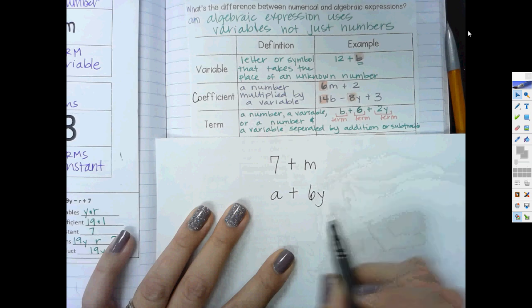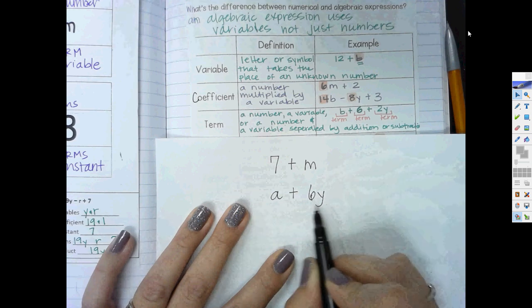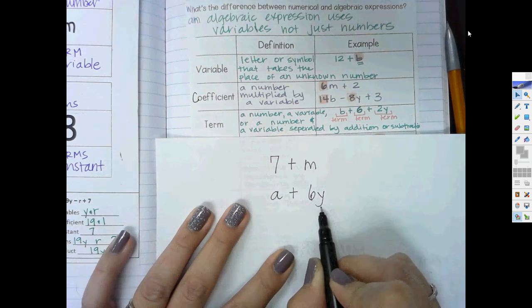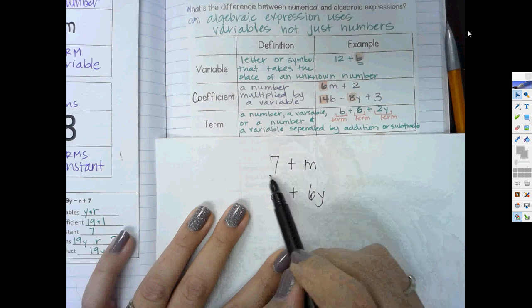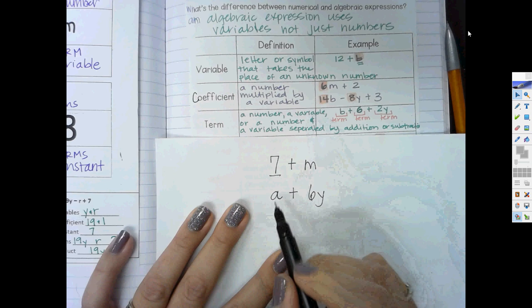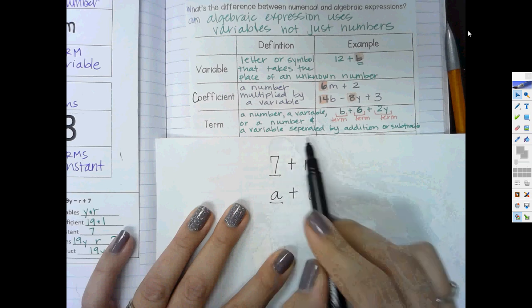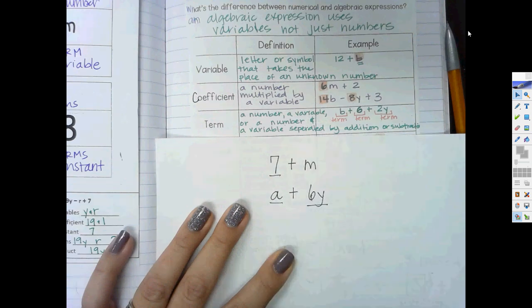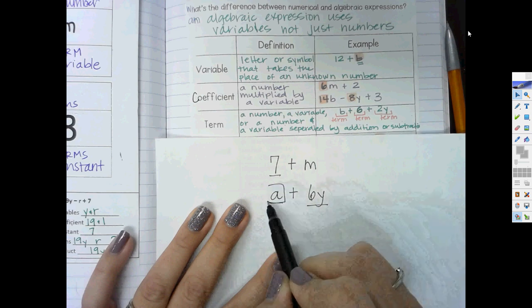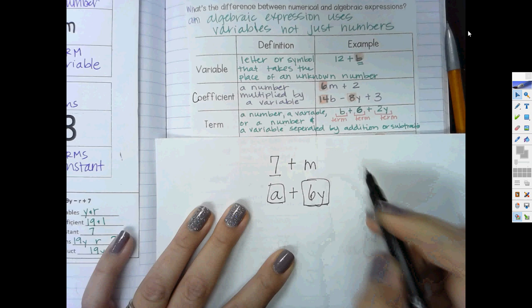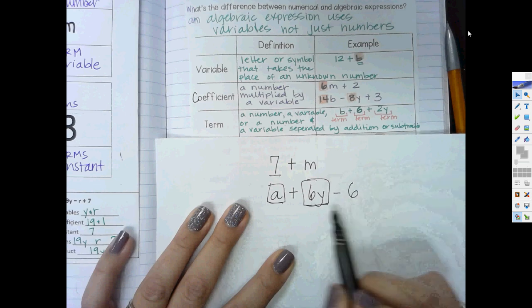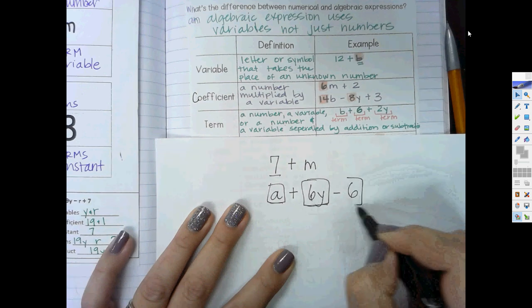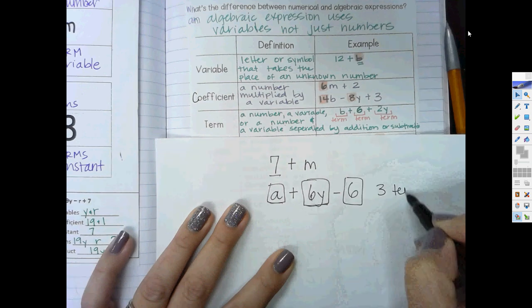6y. This is also a term when we have a product or a quotient of a number and a letter. So in their definition, it says it could be a number, like 7. It could be a variable, like a, or it could be both, like 6y. These are terms, and they are usually separated by pluses and minuses. So this particular expression would have 3 terms.